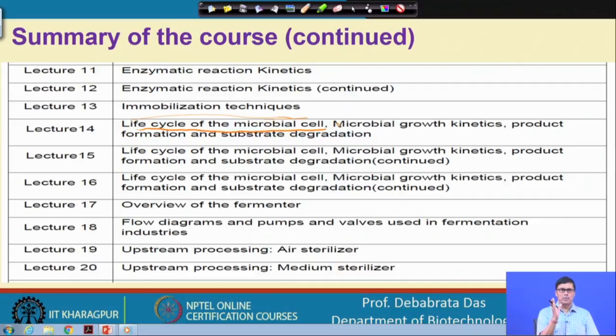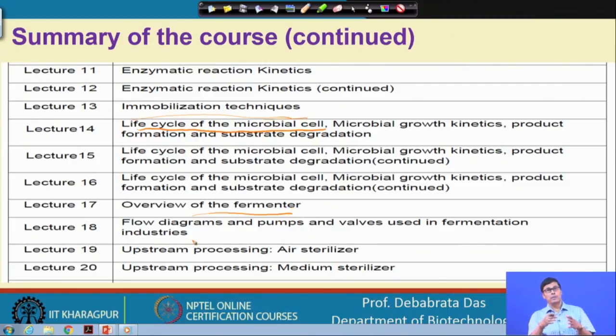So, inoculum, I mentioned, is usually prepared between mid log phase and late log phase, and mostly secondary metabolite formation takes place during the starvation phase, that is, the stationary phase. Then I discussed all this in microbial growth kinetics in 3 different lectures. Then I discussed the overview of the fermenter in 1 lecture.